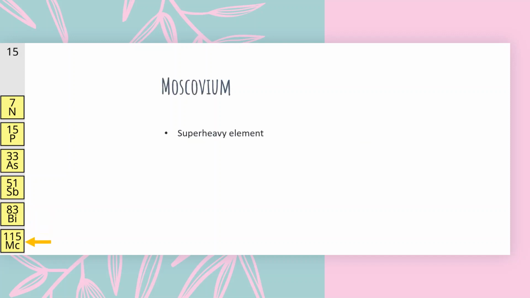Moscovium, as the name suggests, is found by Russian scientists, and they named it after their capital, Moscow. It is a super heavy element and found relatively recently in 2003.